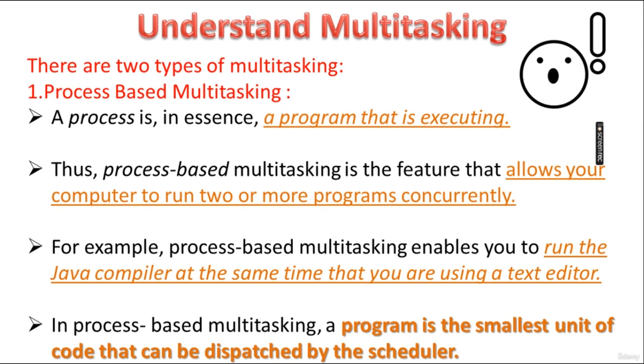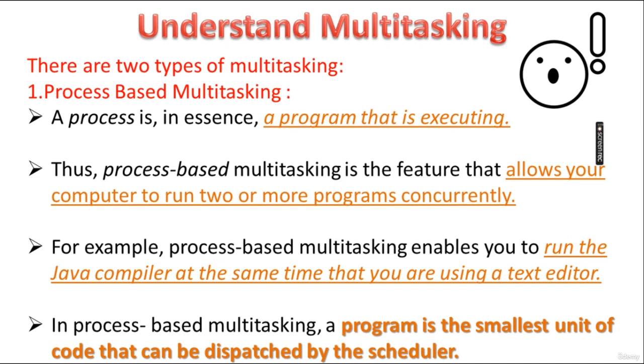When a program is in running state, what does process-based multitasking do? It allows your computer to run multiple programs at the same time or concurrently. For example, it enables you to run the Java compiler at the same time that you are using a text editor. So the text editor is running in front, the Java compiler is running in background, and so on. So multiple tasks can be run concurrently.